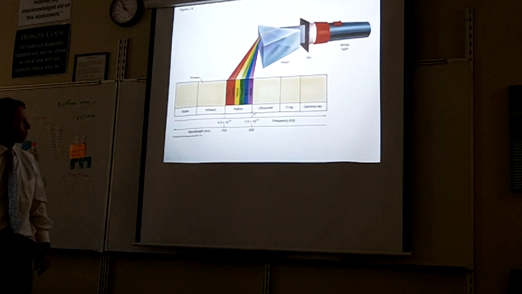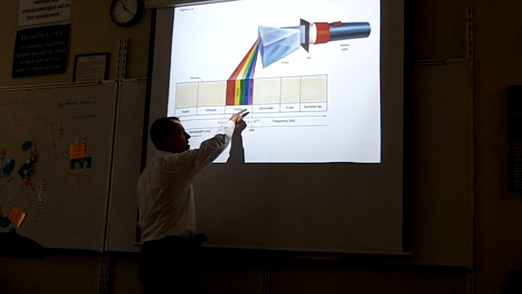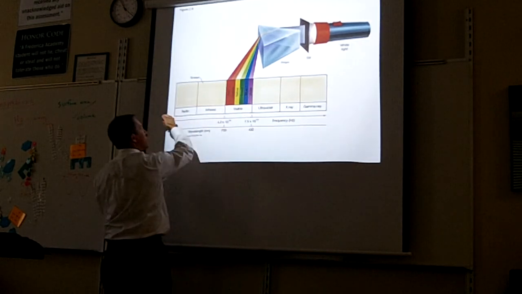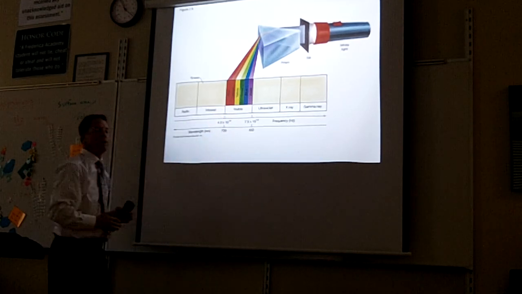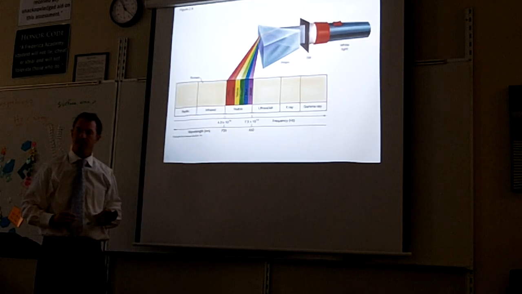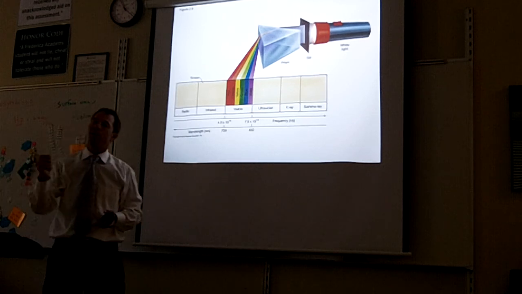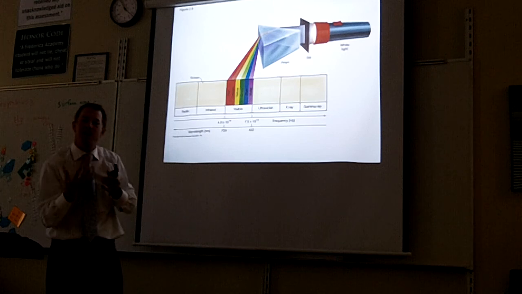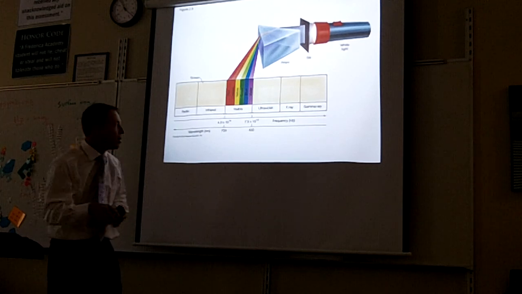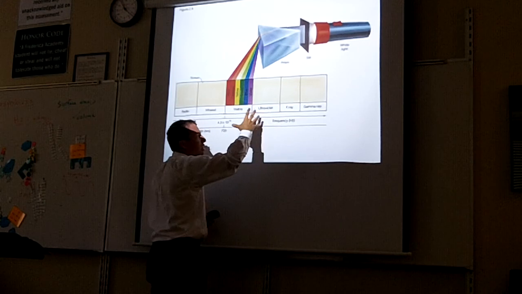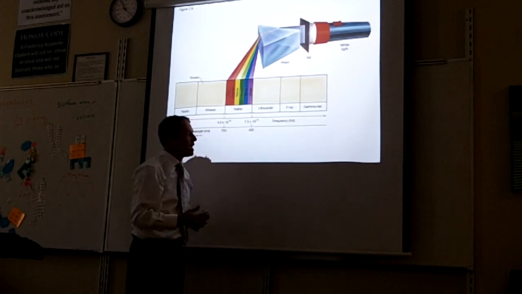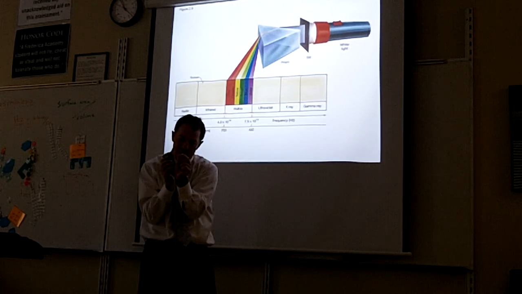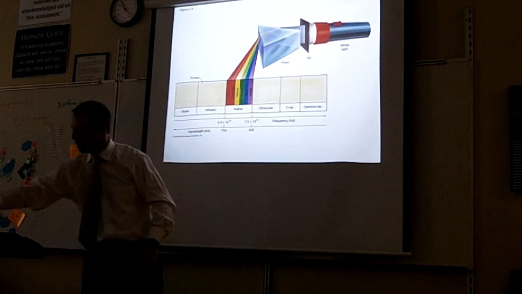You see? So as we go this way in the spectrum, the wavelengths get shorter and shorter. And as we go this way, the wavelengths get longer and longer. As a general rule of thumb, the shorter the wavelengths are, the more energetic they are. So as you go this way, you get more and more energy. It takes more energy to produce short wave radiation than long wave radiation.